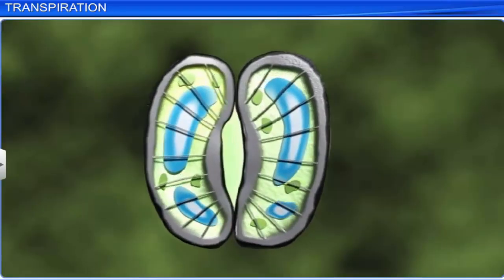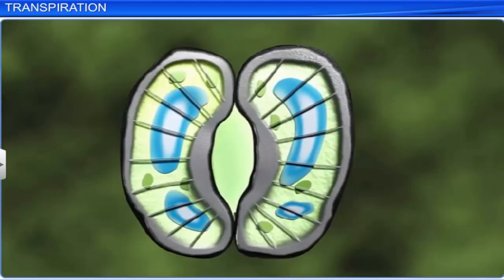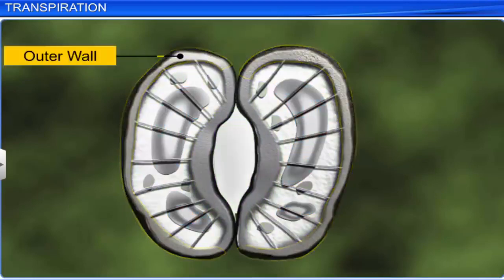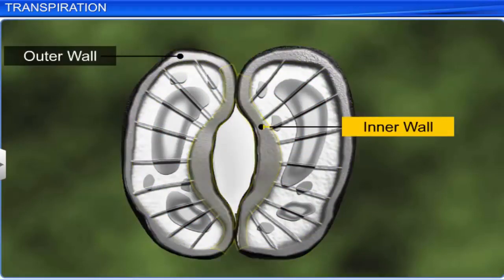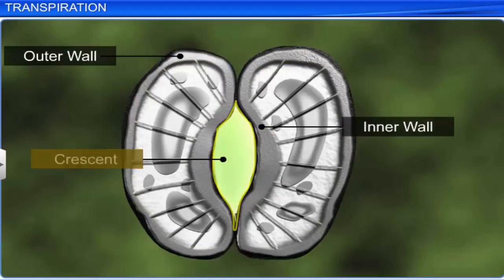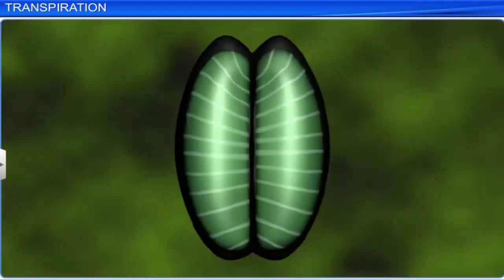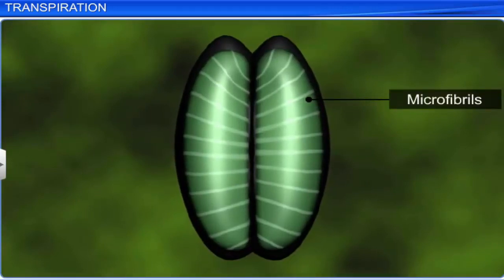When turgidity inside two guard cells increases, the outer walls bulge and force the inner walls to take the shape of a crescent. The radial orientation of the cellulose microfibrils in the cell wall of the guard cell helps open the stomata. When guard cells lose turgor, they become flaccid, while the elastic inner cell walls regain their original shape, leading to the closure of the stomata.